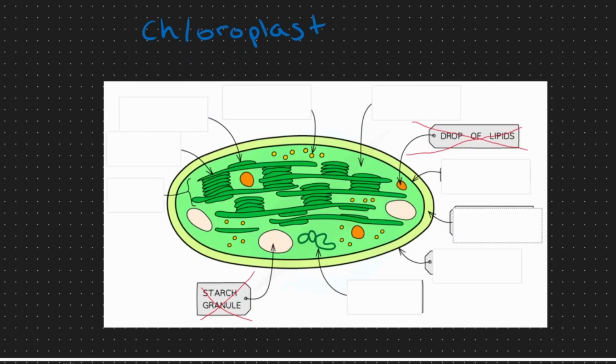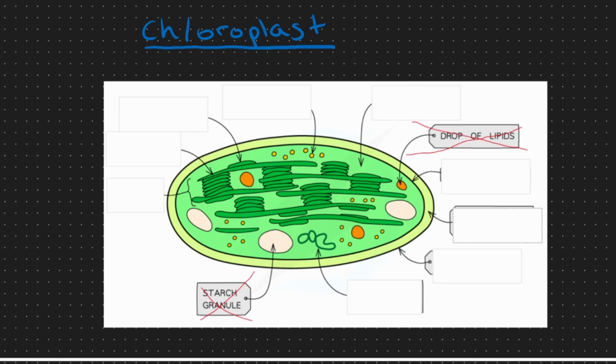Moving on to the chloroplasts. They are found only in plants and some algae. It is a site of photosynthesis, where light energy is converted into chemical energy in the form of glucose. You probably, again, already know this, however, it's still important to note it.